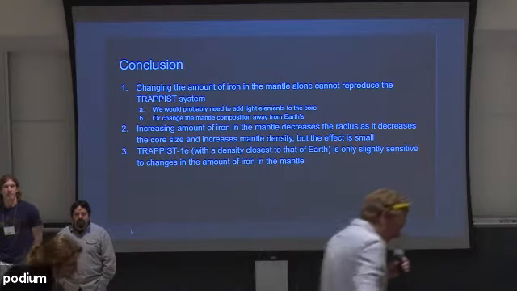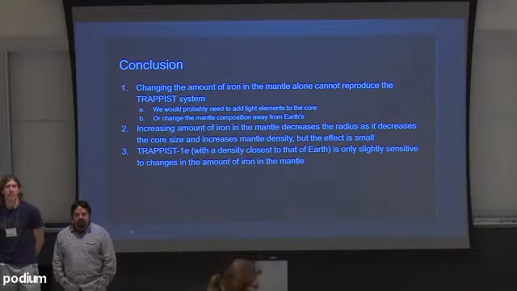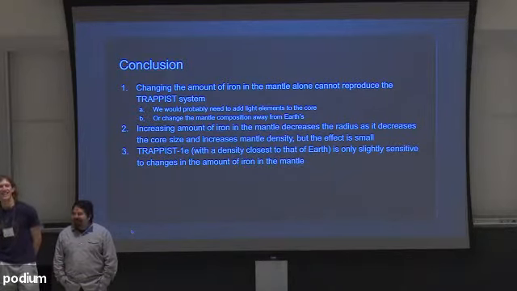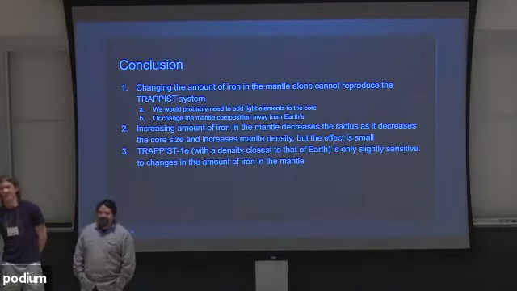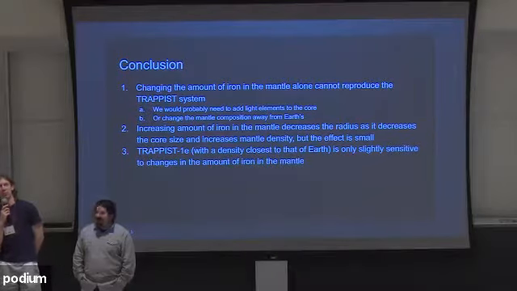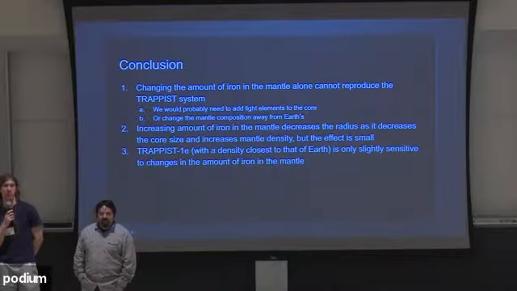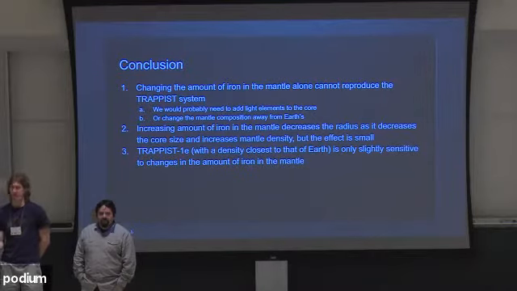TRAPPIST-1E was said to have the closest density to Earth. How close? Because we were the water group, and we've got some stuff to say about TRAPPIST-1E. I can't remember it exactly, but it's like 1.024 Earth density. Okay, thank you.